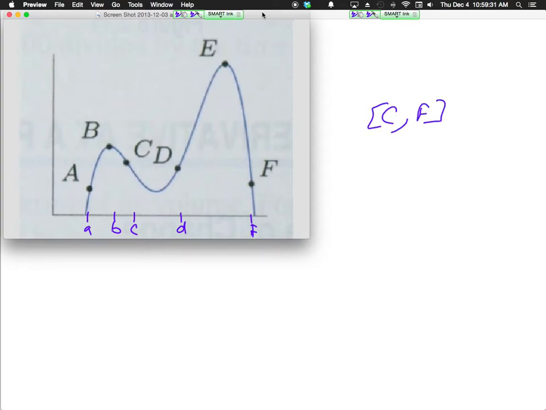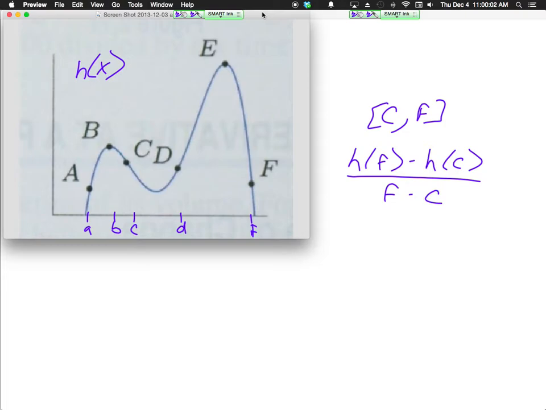Alright, so let's say I want the average rate of change from C to F. And let's say this function is called, since I got F in there, h of x. What am I going to do to be able to find the average rate of change of h? h of f minus h of c over f minus c. Very good. It would be h of f minus h of c over f minus c.